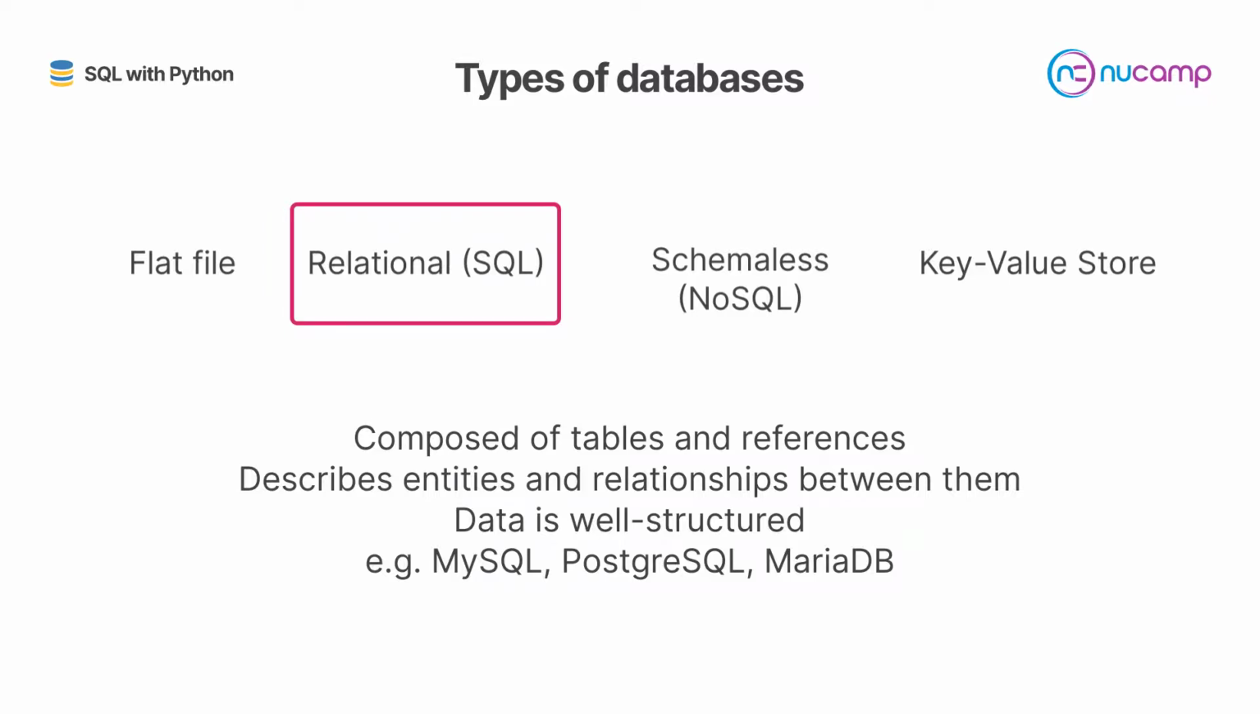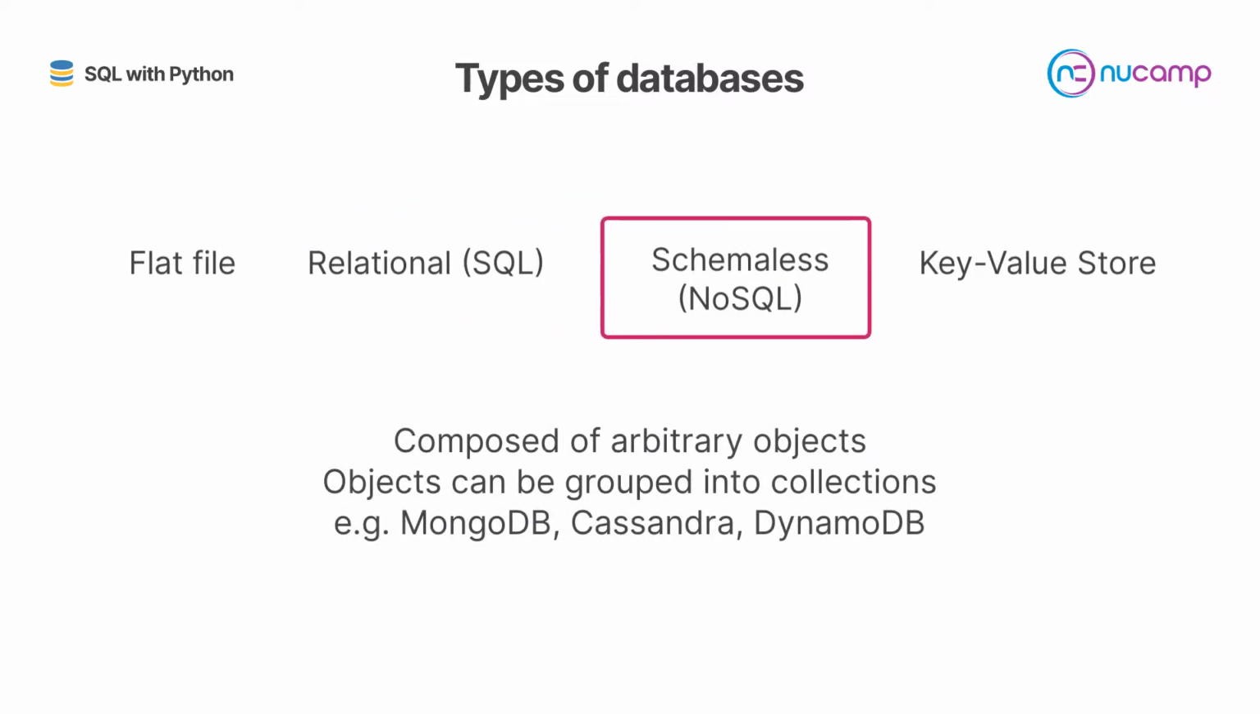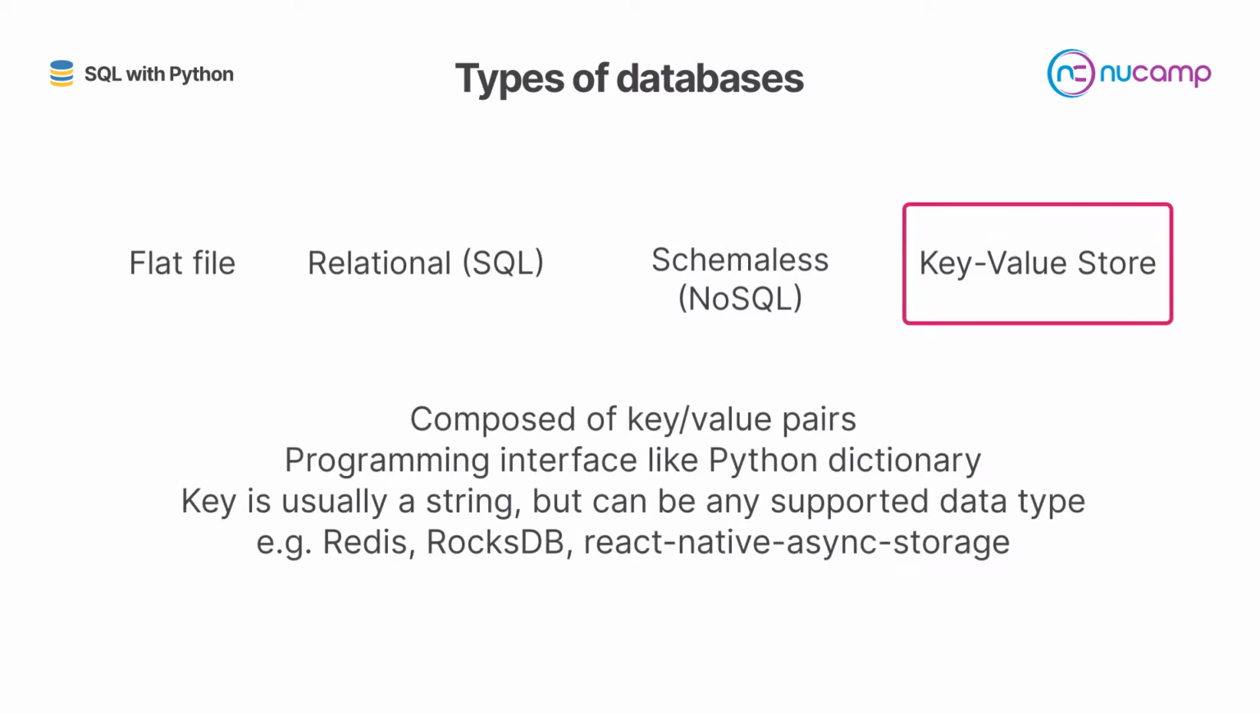A type of database called schema-less databases take a different approach and prioritize speed and convenience over reliability. Key value stores are like a Python dictionary. A user provides a key and is returned a value. These are much less common, but fill the needs of a few use cases quite nicely.